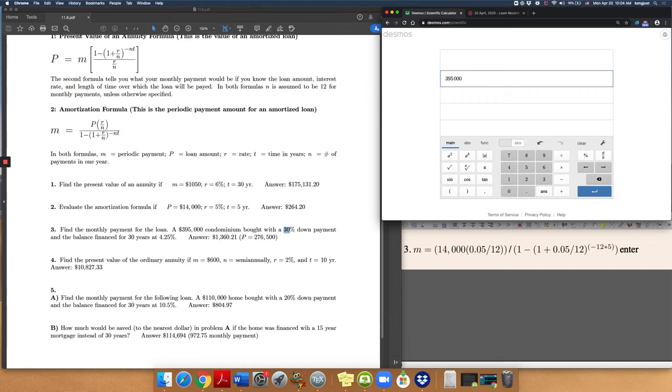There's not much of a formula to this. You're just multiplying it by the percentage. So percentage is 30% is 0.3, right? That means you're paying right off the top $118,500.